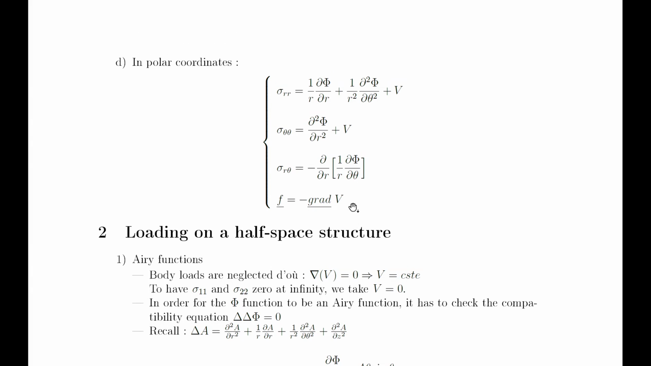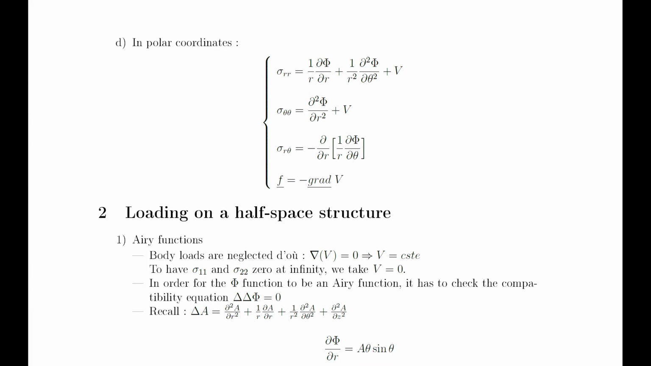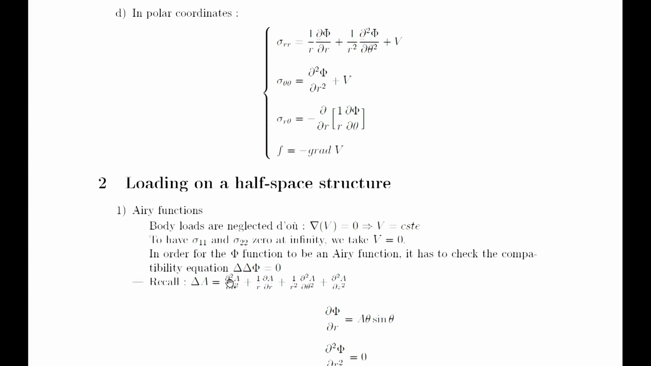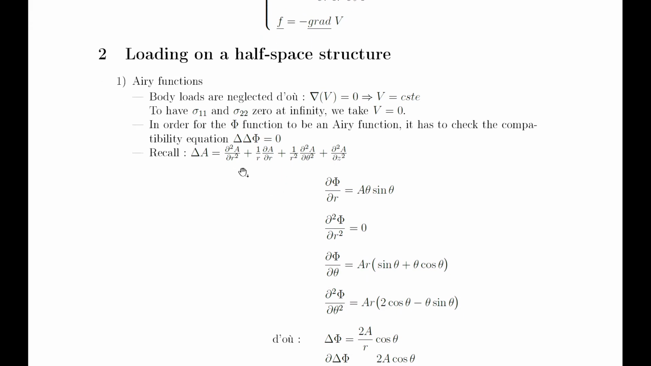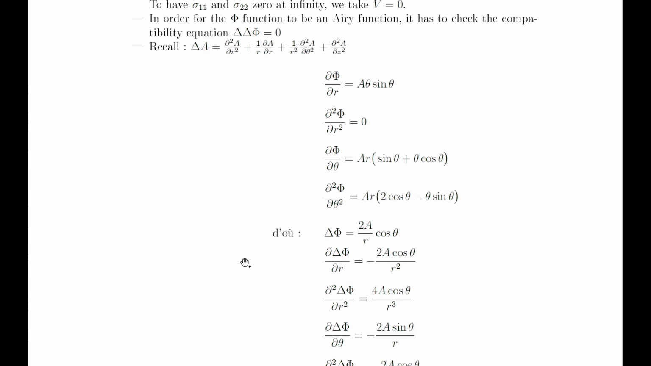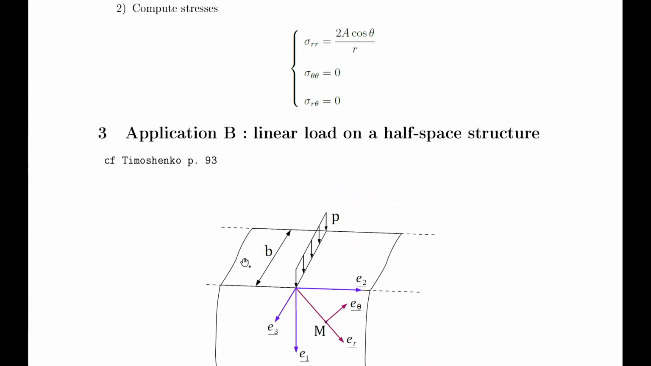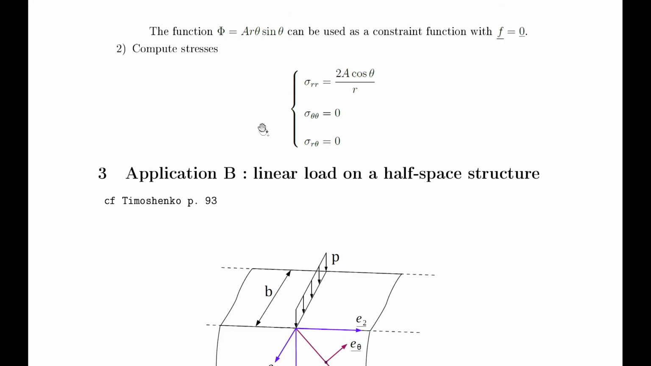And also, we can move from Cartesian to polar coordinates. Then the Airy function is a biharmonic function, then the Laplacian of the Laplacian of the function equals 0. And then knowing that, you have to calculate all these terms. You can demonstrate that this is correct. And now, what is important here is the stress tensor. This is the stress tensor.